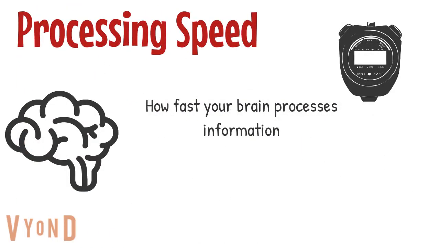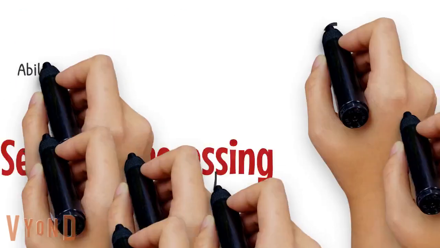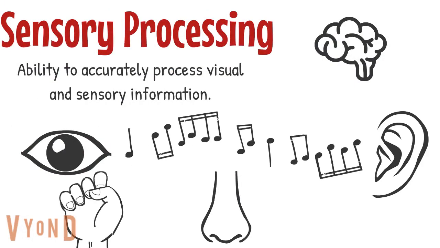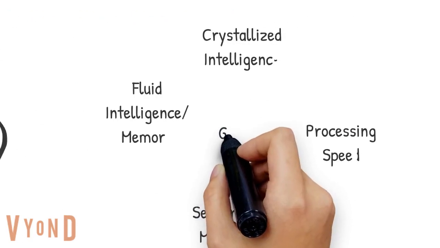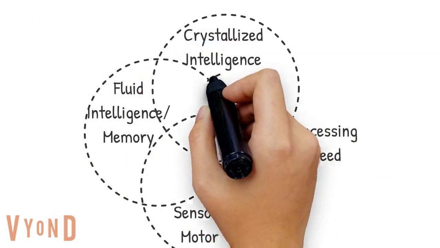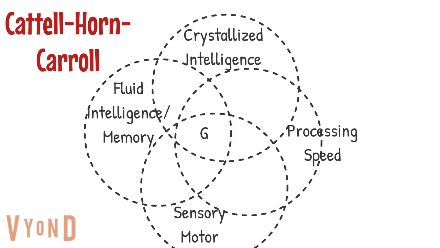Processing speed is how fast your brain processes information. Sensory processing is the ability to accurately process visual and sensory information. Cattell, Horn, and Carroll argued that G, or general intelligence, is partially made up of fluid intelligence, sensory motor ability, crystallized intelligence, and processing speed.